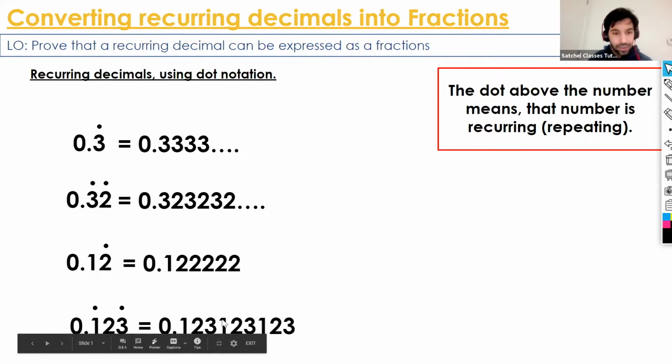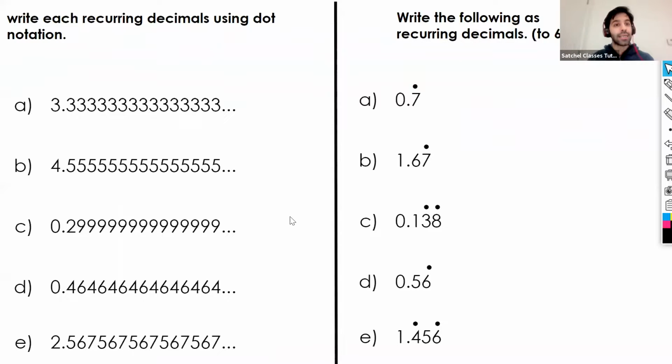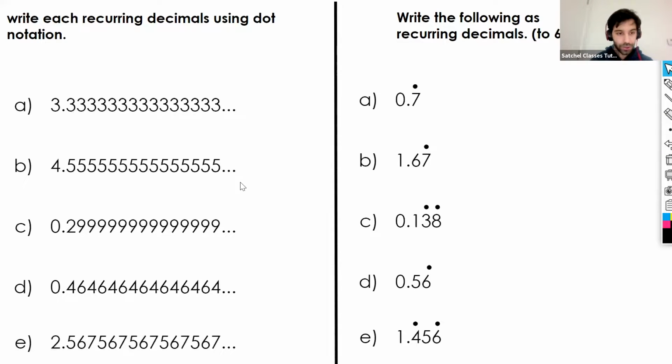And this is a key skill to understand when we move on to more difficult problems. Now, it says write each recurring decimal using dot notation. So if you want, you can pause the video and have a go at this, but I'm going to go through the answers. So the first one, 3.333 recurring. Well, the 3 is recurring, so we just need to write 3.3 with a dot on top of the 3. And all the answers are there, so I'll go through them and then I will reveal the answers.